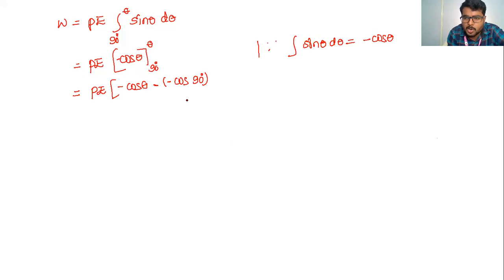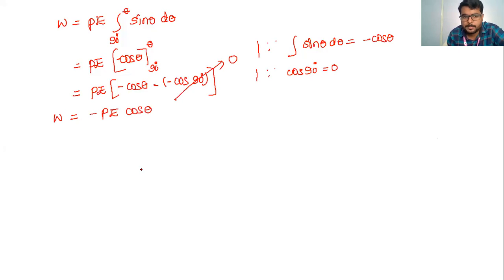So what is the value of cos 90 degree? Cos 90 degree is equal to 0. Therefore, this value is equal to 0. So we get W is equal to minus PE cos theta. So this is the work done.